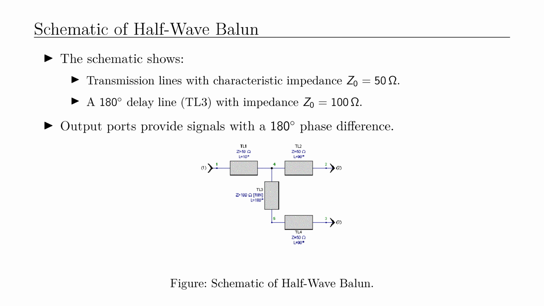This schematic demonstrates the half-wave balun design. It consists of transmission lines with a characteristic impedance of 50 ohms. A key component is the 180-degree delay line, labeled as TL3, with a characteristic impedance of 100 ohms. At the output ports, the signals have a 180-degree phase difference, ensuring balanced output.